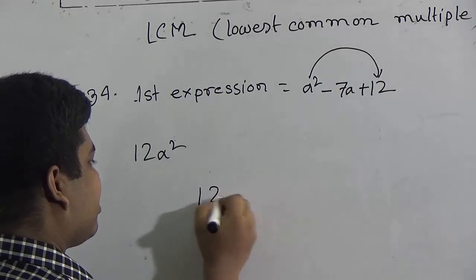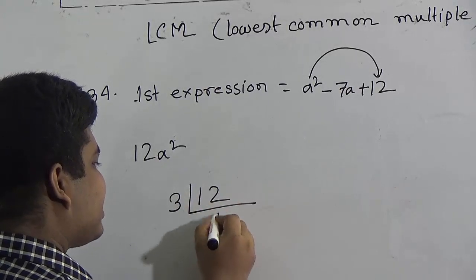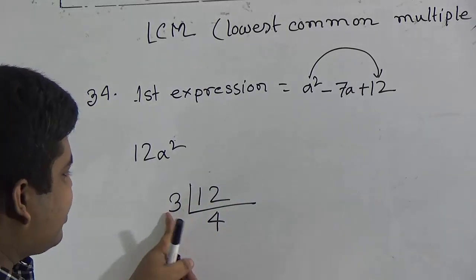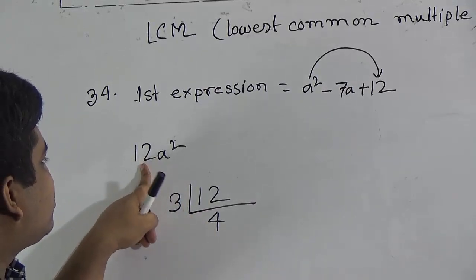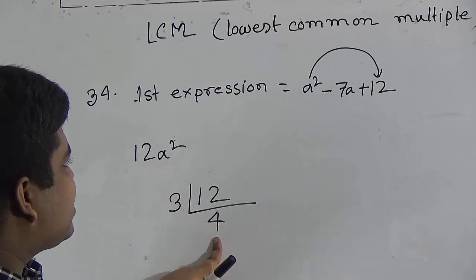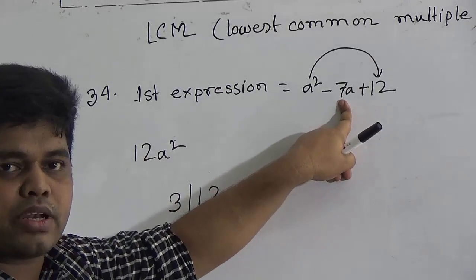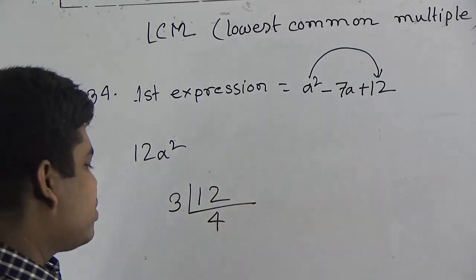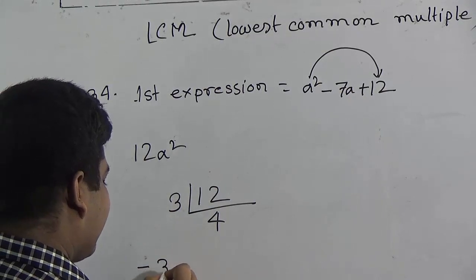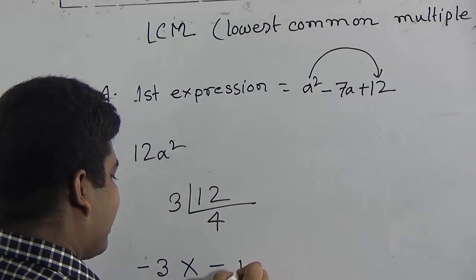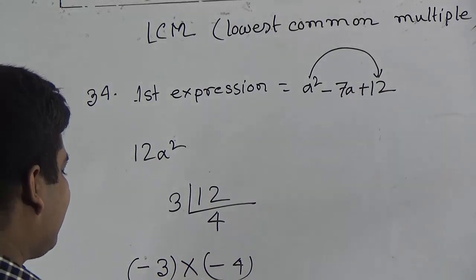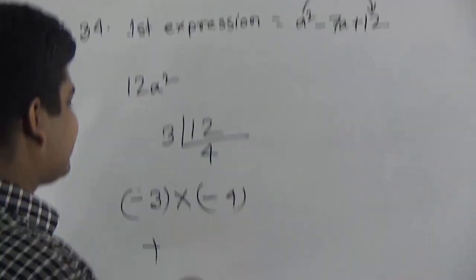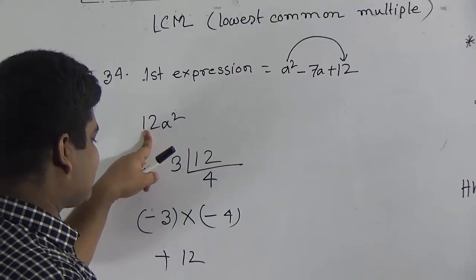So first of all 3, 3 4s are 12. Here 3 and 4. If we multiply these two numbers, then we get 12. But if we add these two numbers, then we get plus 7. But here is minus 7. So if you write here minus 3 multiply minus 4, then what will happen? Minus minus multiplication will be plus. 3 4s are 12. This is correct.